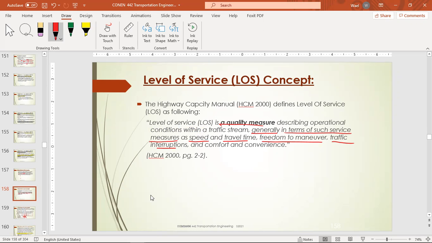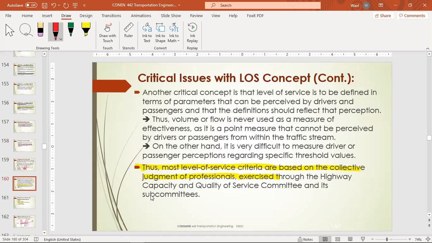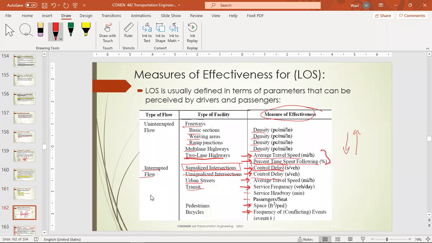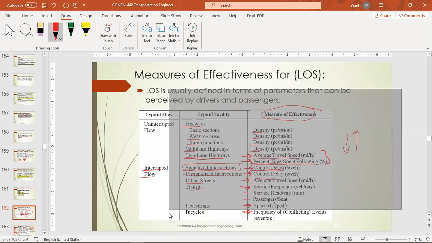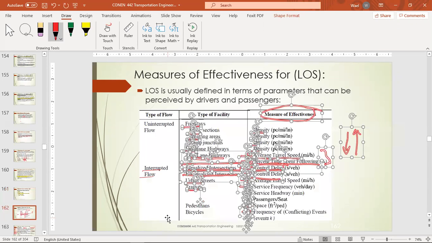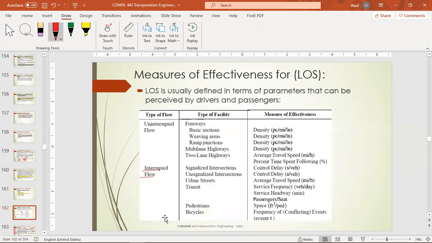So to be more specific, for example, for uninterrupted-flow freeways, if we are measuring the level of service for a basic section or a weaving segment or a ramp junction, the measure is density. Density basically defines the freedom of maneuverability.